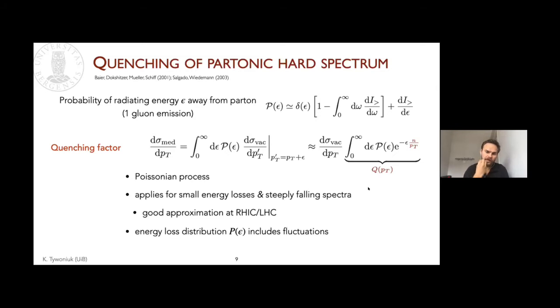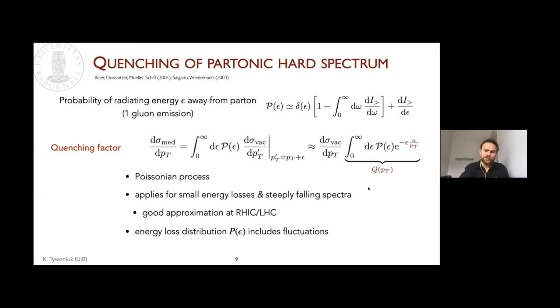So now, in dI d omega, in principle, I will include only the additional medium-induced radiation coming on top of the vacuum radiation. And this goes a little bit back to the previous talk. When it comes to heavy quarks, as we said, we typically focus on elastic processes that we discussed there. I will mainly focus on the radiative processes, but at the end, I will also show how to include elastic processes.